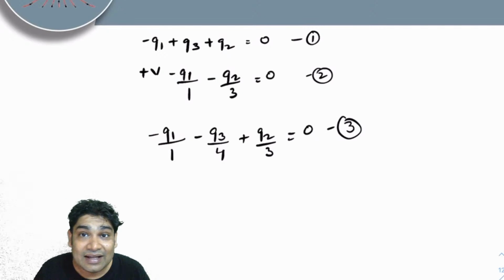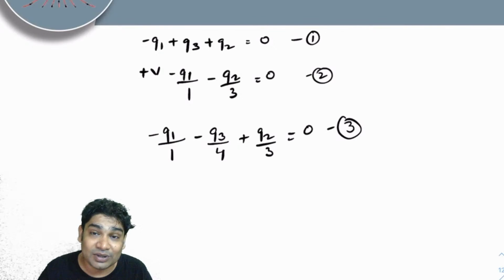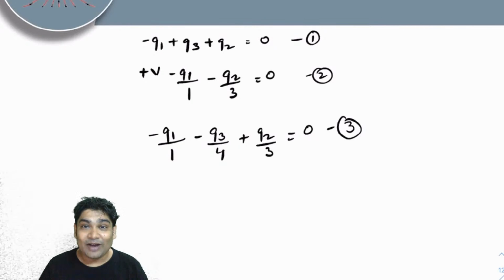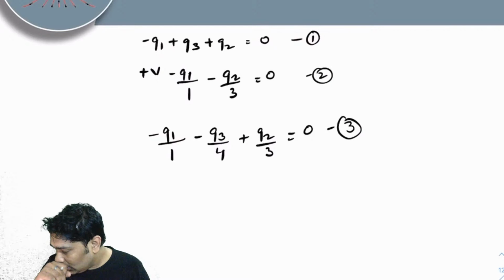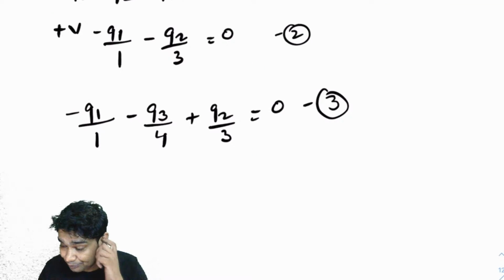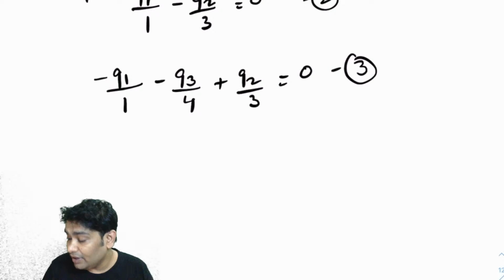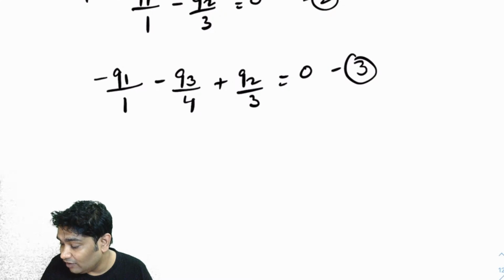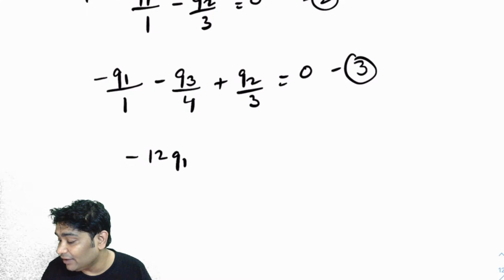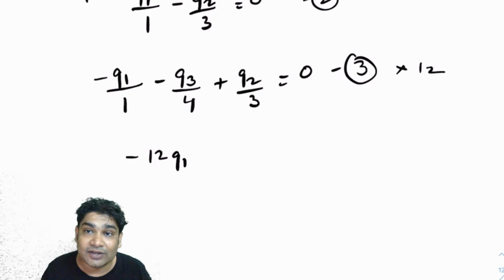So I can see I have 3 unknowns, Q1, Q2 and Q3. I have 3 equations. So now why don't we solve this? Alright. So let's use this equation. Let's just multiply everything by 12. So I have minus 12 Q1. So this is equation 3 into 12. I'm multiplying this equation by 12.